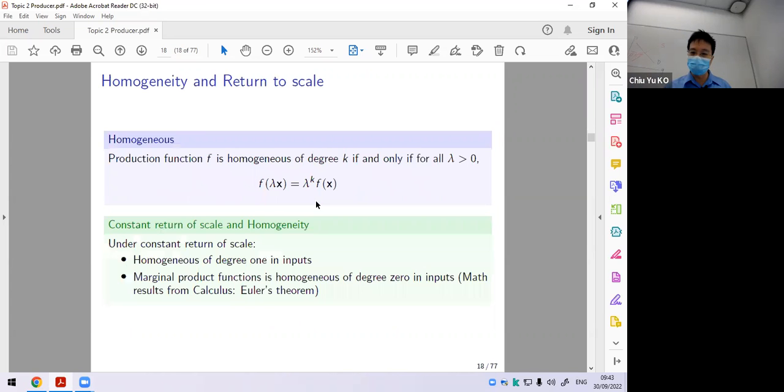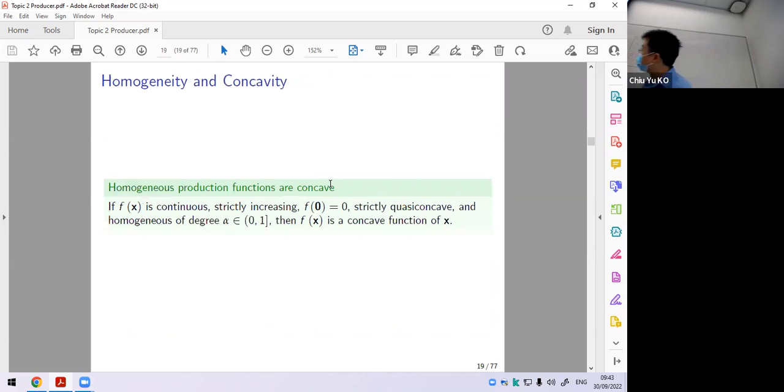The reason is that it implies the production function is homogeneous of degree less than 1, and because of this, F is concave. And if F is concave, then you can see there will be a solution to the profit maximization problem. When you have concavity, you have nice properties for the profit maximization problem and also the cost minimization problem.